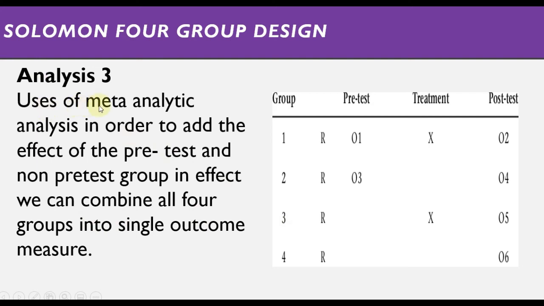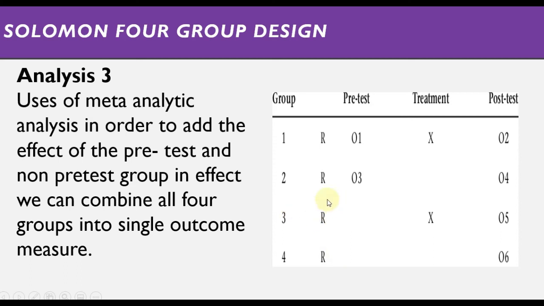Analysis 3 uses a meta-analytic analysis in order to add the effect of the pretest and non-pretest groups. In effect, we combine all 4 groups into a single outcome measure. So, we combine the pretest and post-test groups that have treatment, then we combine the groups with no pretest that have treatment and only a post-test. So, we combine these two, okay?